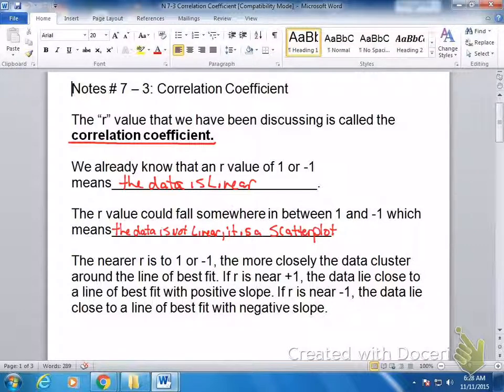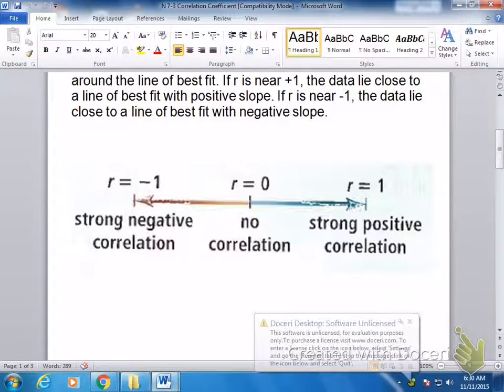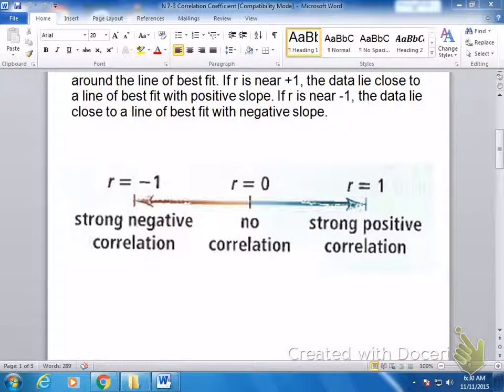The other thing you want to remember is that if we're closer to positive 1 or in the positive region, we're going to have a positive slope. If we're near to negative 1 in the negative region, we're going to have a negative slope. There's a little chart right below this that says the same thing. If we get a 0, that means there's no correlation at all. They're just random points. The closer we get to negative 1, the stronger the correlation is, and the slope would be negative. The closer we get to positive 1, the stronger the correlation is, and the slope would be positive.